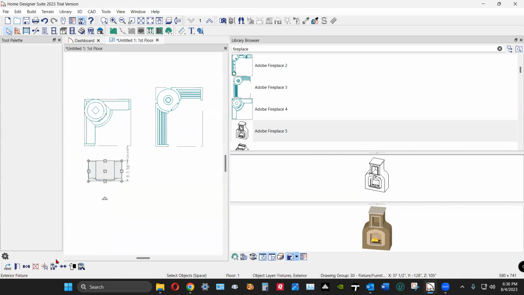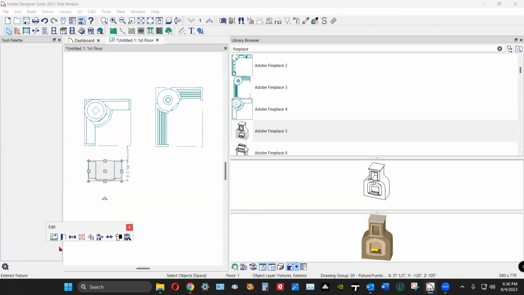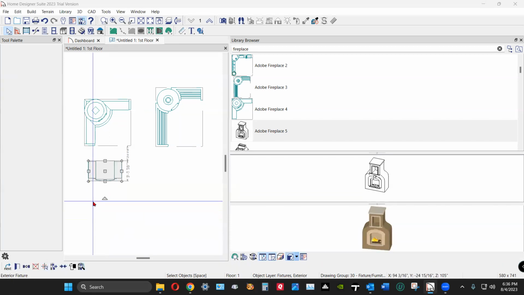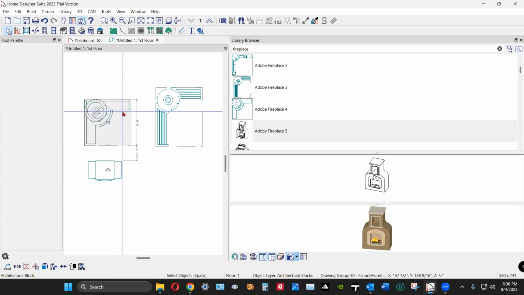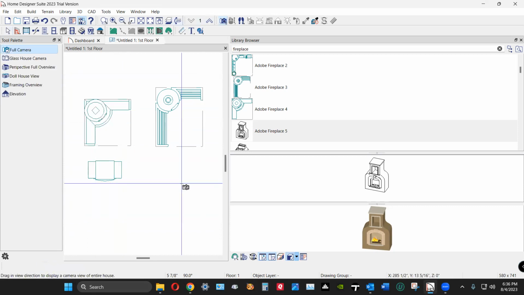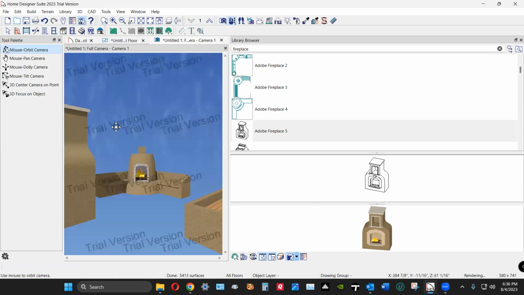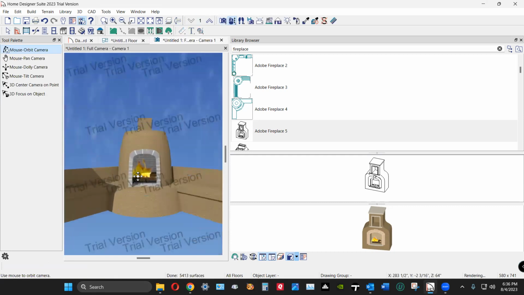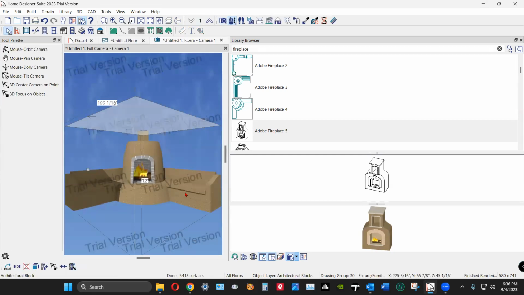This is a symbol. If you look in the edit toolbar, there's no explode icon. On the ones that are explodable, you get this icon, and when you click on it, it allows you to then edit and resize or reconfigure various parts of the symbol.